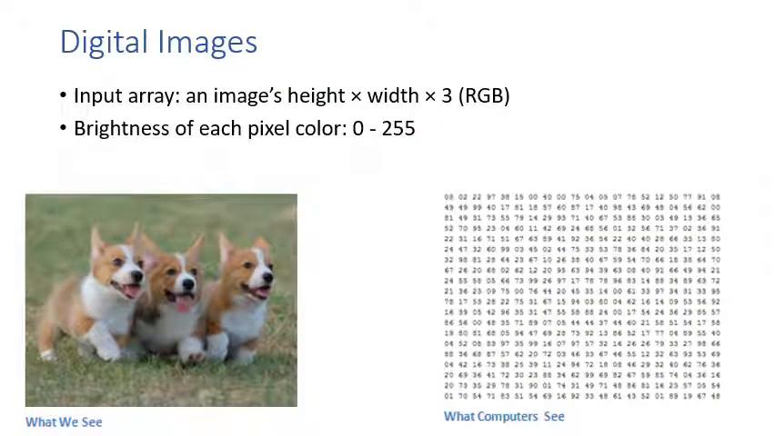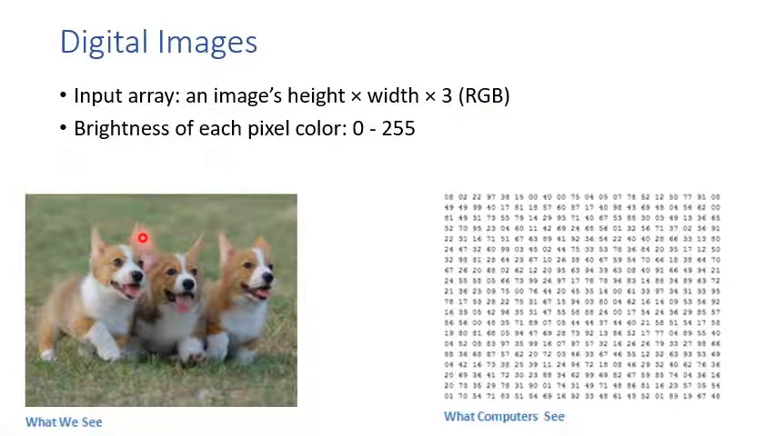Before talking about more details of convolutional neural networks, let's review what a digital image is. The digital camera converts an image into pixels. The pixels are saved as an array in a computer. The size of the array is the height times the width of the image times 3. This is because a pixel is represented by 3 colors: red, green, and blue.